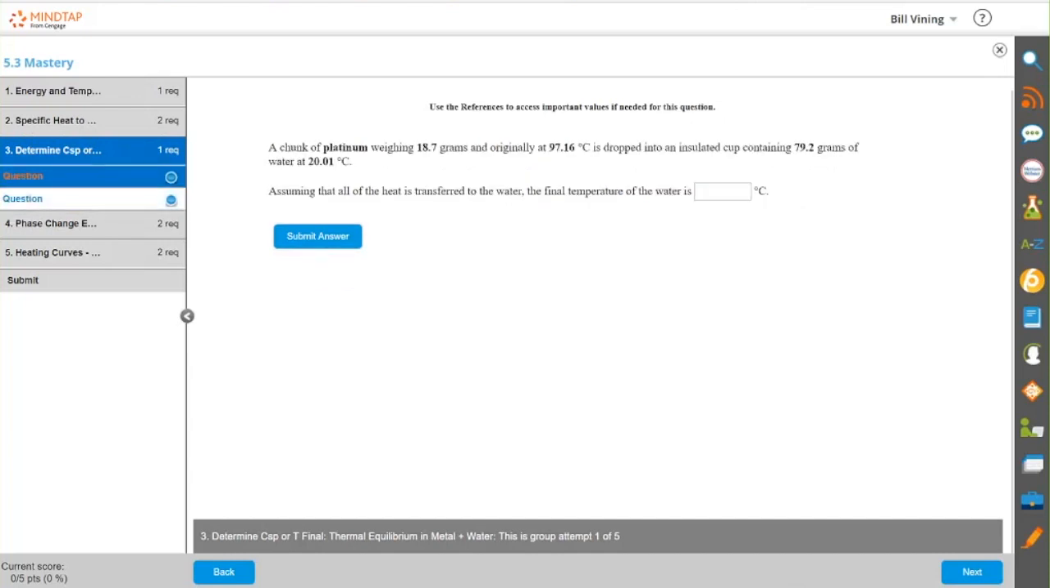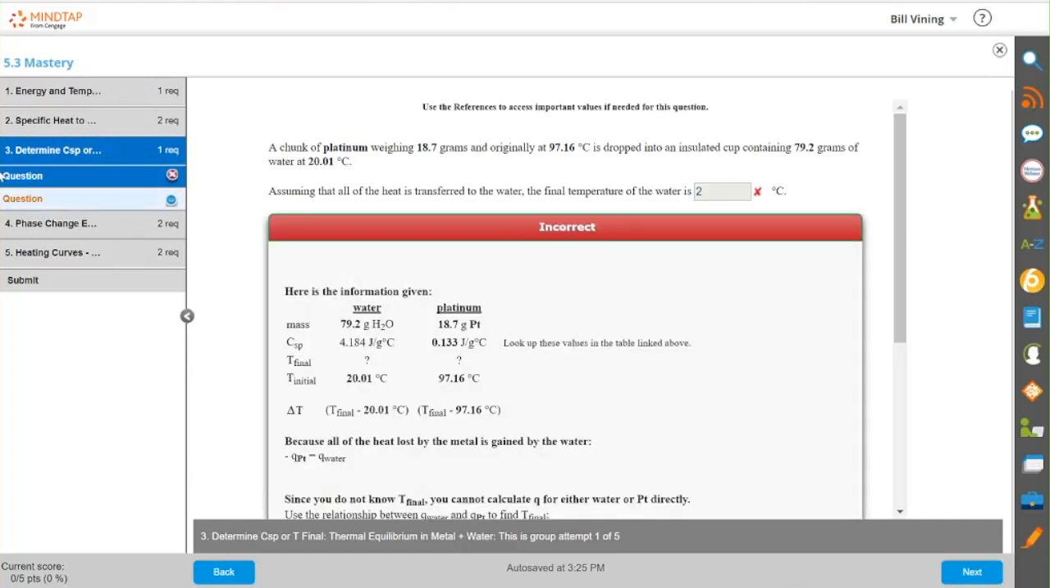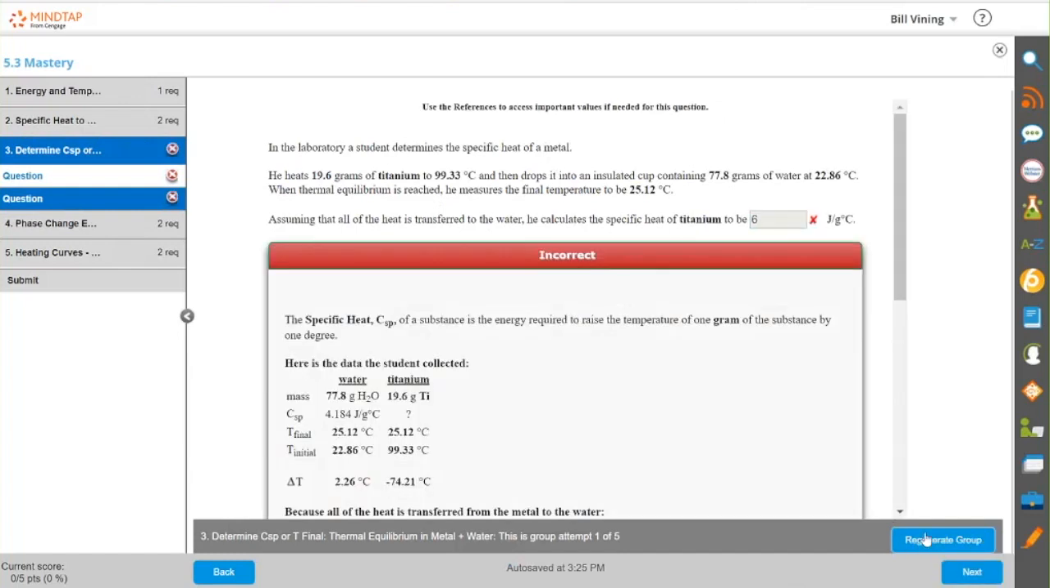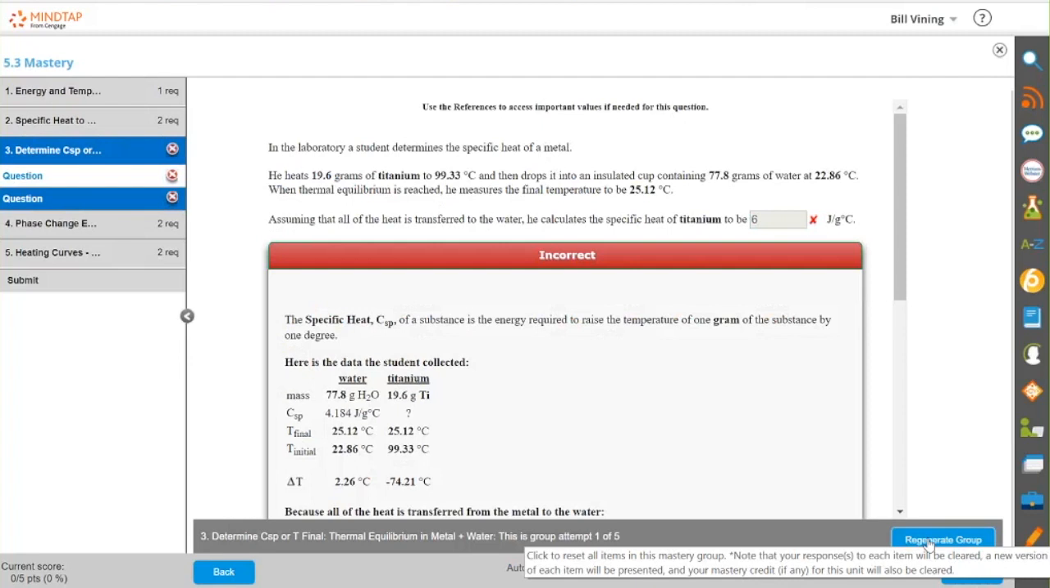So if they tried this question here and they get it wrong, they say, I got that one wrong, but I can still do this other one and still get credit for this particular mastery group, because I only have to get one of these 2 right. And so if they get this one right, then they master it. If they get this one wrong as well, then they have to redo a new set. If they click on Regenerate Group, it gives them 2 new problems that are different than the ones they just had.